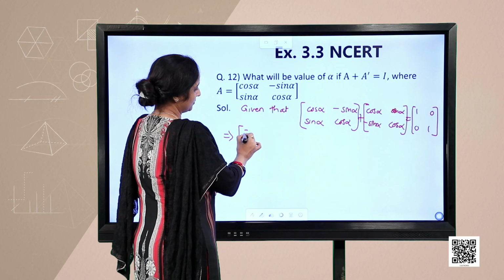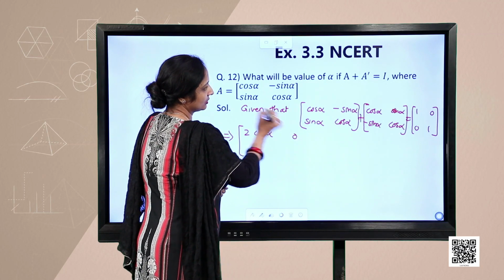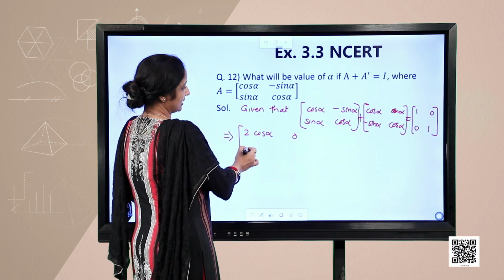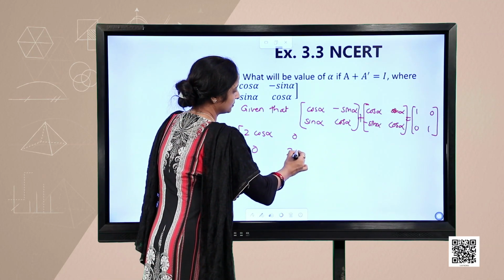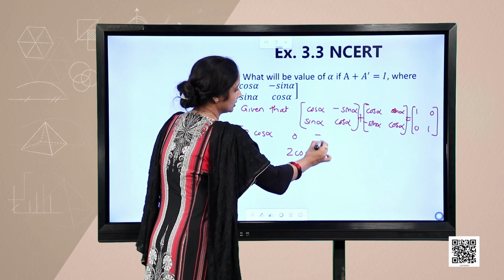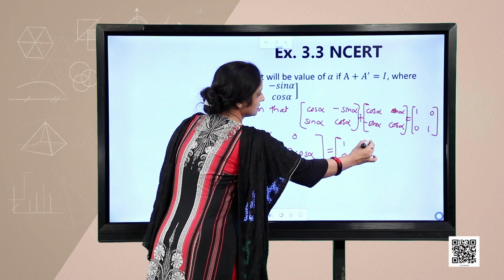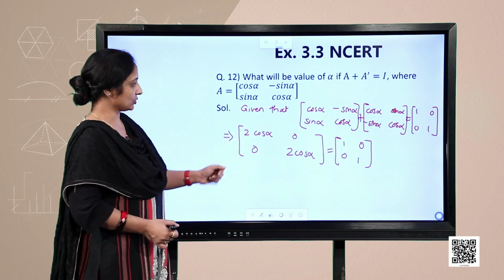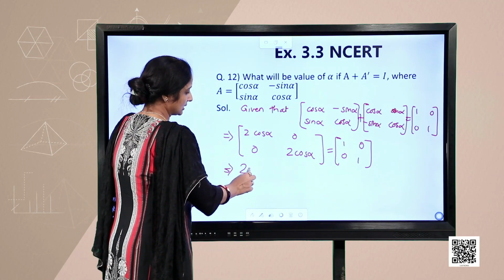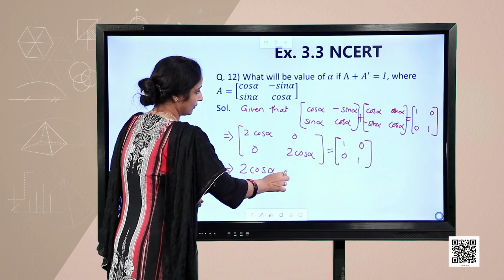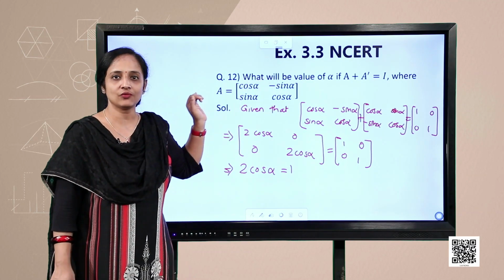So, cos alpha plus cos alpha, 2 cos alpha, minus sin alpha plus sin alpha is 0, sin alpha minus sin alpha is 0 again, and cos alpha plus cos alpha is giving you twice cos alpha. So you can see that the zeros are resembling at the same places, the corresponding elements are same. That means you can infer that 2 cos alpha is equal to 1. But the question doesn't end here, because you are supposed to find the value of alpha, the angle.